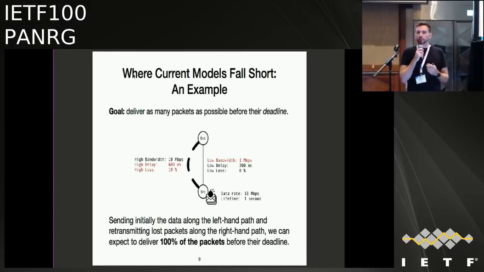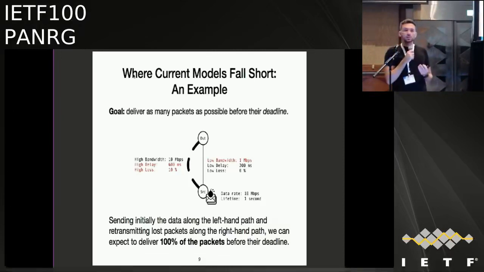And what I think is really interesting here is that even if we had multiple copies of the path on the left-hand side, we still wouldn't be able to achieve 100% because the loss rate is so high. And even with a couple of copies of the path on the right-hand side, we still wouldn't be able to achieve 100% because the bandwidth is so low. So really here, what makes us achieve our goal is path diversity, is the fact that we have so diverse paths.